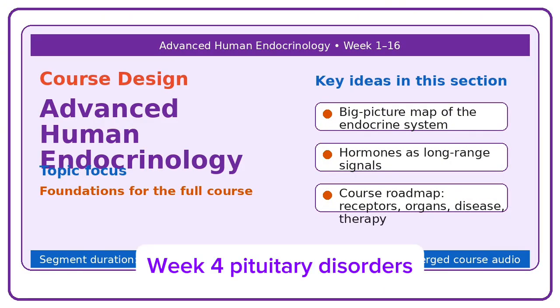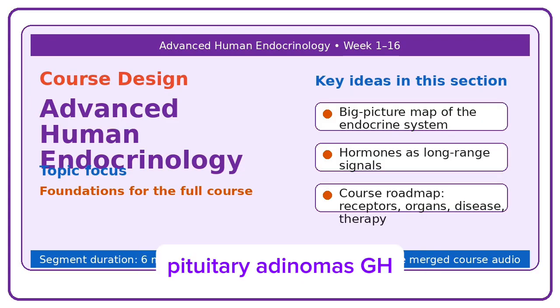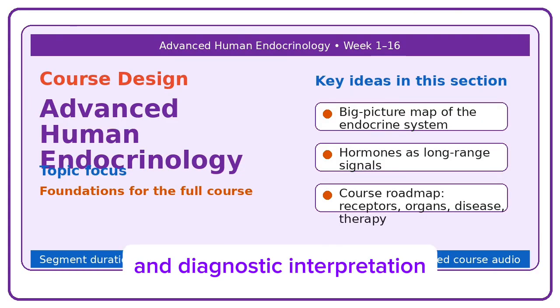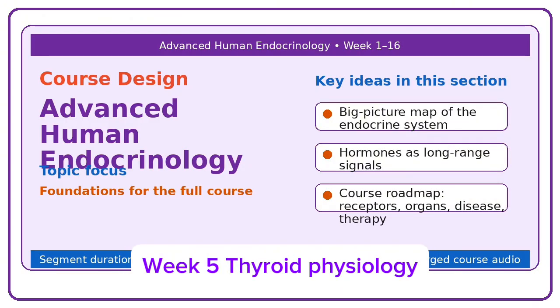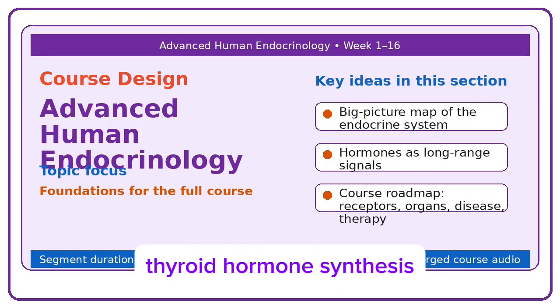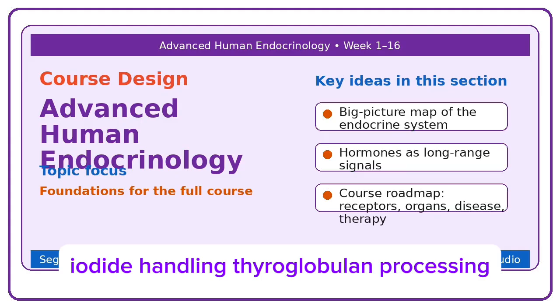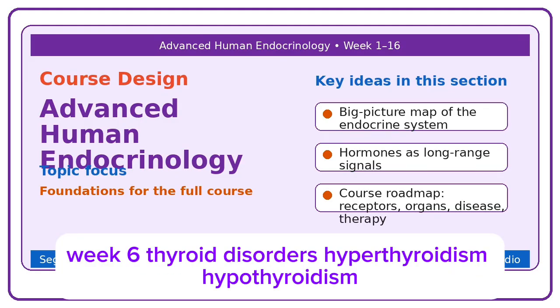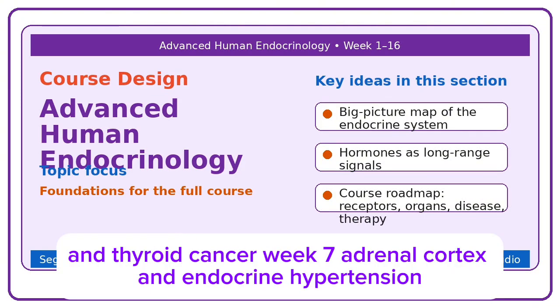Week 4, Pituitary disorders: pituitary adenomas, GH and prolactin disorders, posterior pituitary disorders, and diagnostic interpretation. Week 5, Thyroid physiology: thyroid hormone synthesis, iodide handling, thyroglobulin processing, transport, and regulation. Week 6, Thyroid disorders: hyperthyroidism, hypothyroidism, thyroiditis, nodules, and thyroid cancer.